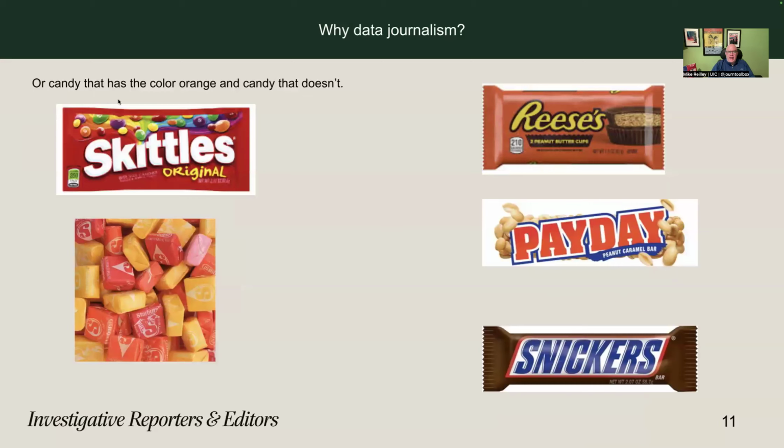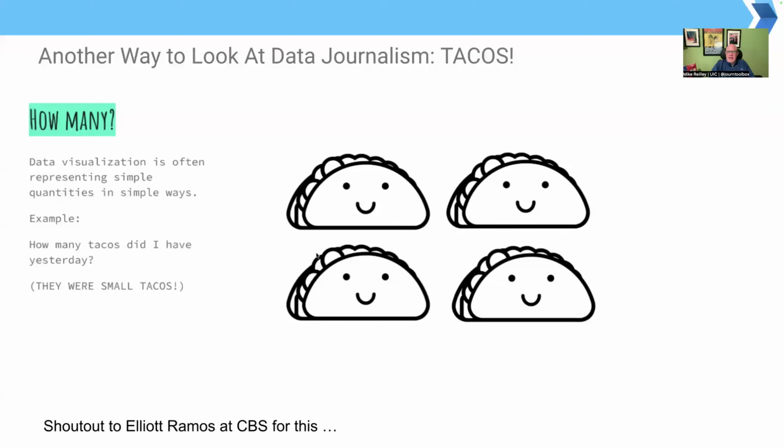Or you can group them by the color of the candy. These have orange in them. These don't, even though Reese's packaging is orange. These aren't really orange. These are brown candies. Okay. So you can group them by color. Different ways of organizing the data can help us tell stories.